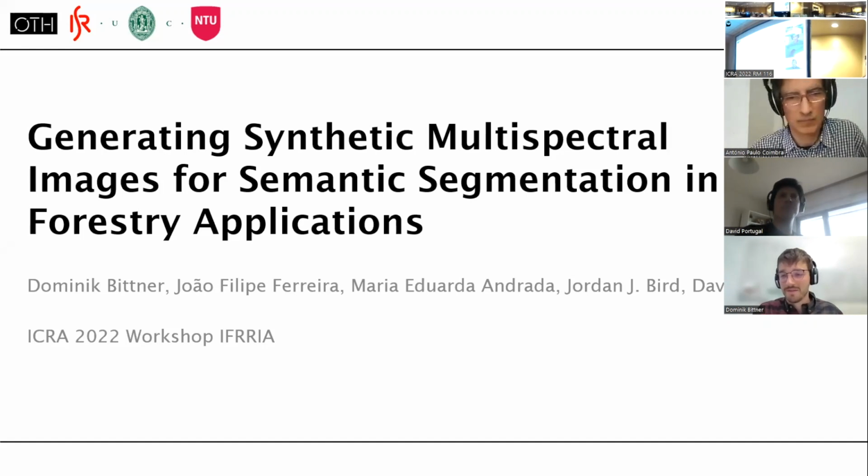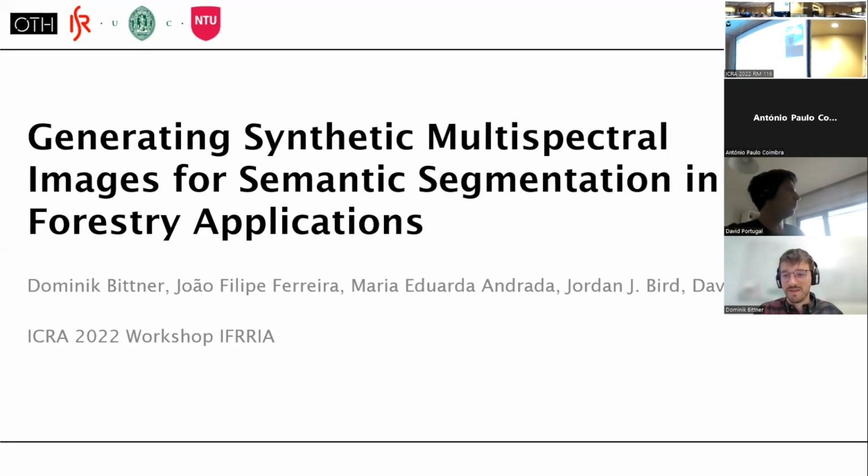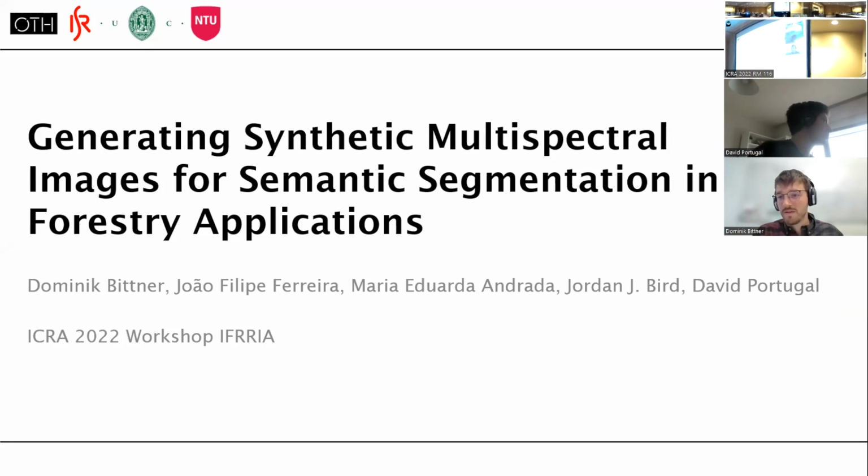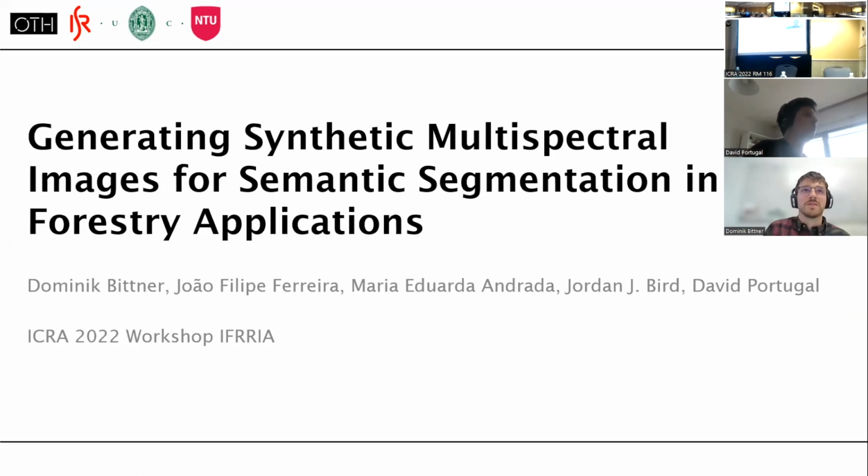Hi guys, are you already able to see my screen? Yes. Yeah, okay. Hey, my name is Dominic Bittner, and I would like to talk with you about generating synthetic multispectral images for semantic segmentation in forestry applications. The co-authors are João Ferreira, Maria Andrade, Jordan Bird, and David Portugal.